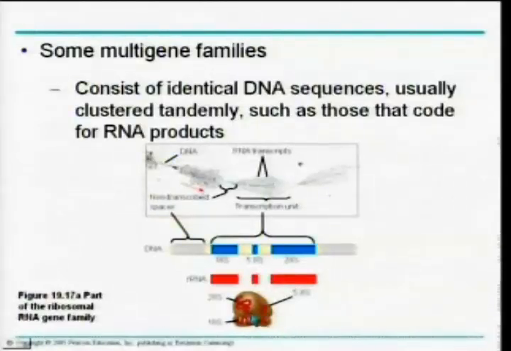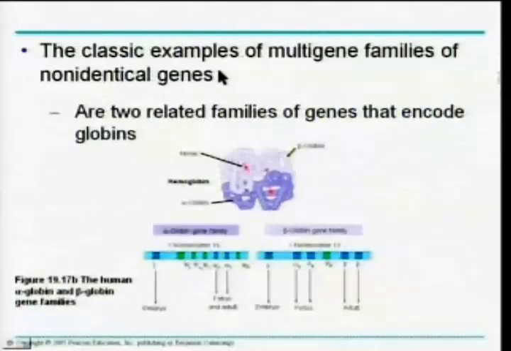Here we find them in the large subunit, containing the 28S and the 5.8S ribosomal RNA subtypes, and the 18S within the small subunit. A 4th ribosomal RNA, a 5S RNA, is also found in the ribosome, but the gene encoding it is not part of this transcription unit. The classic examples of multigene families of non-identical genes are 2 related families of genes that encode globins. So hemoglobin comes back to visit us.